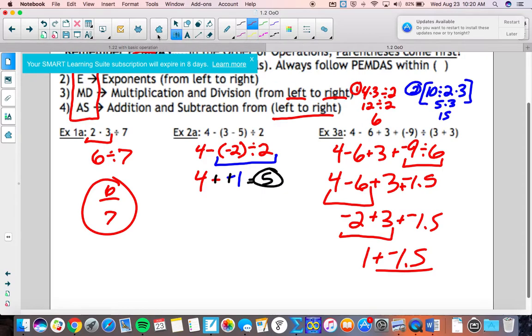I don't know why I just put an underline there. That's kind of scary, like it's going to be some kind of a fraction. Plus negative 1.5. So I have $1 in my pocket. That's awesome. But I see my friend and I owe them $1.50. So I still owe them 50 cents. Boom.